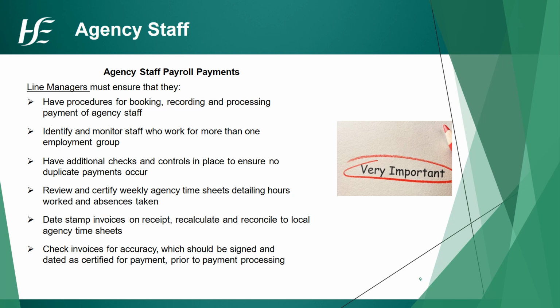They should be reviewed for accuracy and completeness and then certified. When you receive the invoices from the agency, these should be date stamped, reconciled to the relevant agency timesheets and recalculated just to make sure there are no errors. If there are any errors, these should be noted and investigated immediately. Once you're happy with the invoices and they have been checked properly, they should be signed and dated as certified for payment. Line managers do have additional responsibilities when it comes to employee administration and payroll, and a full list of these is included in section 2.6 of the NFR.